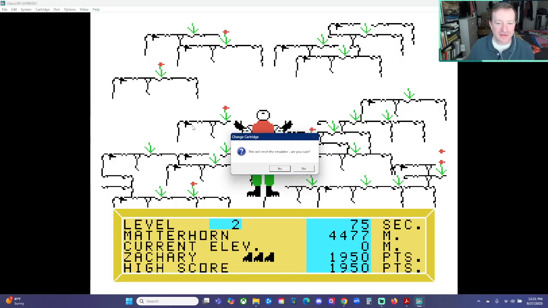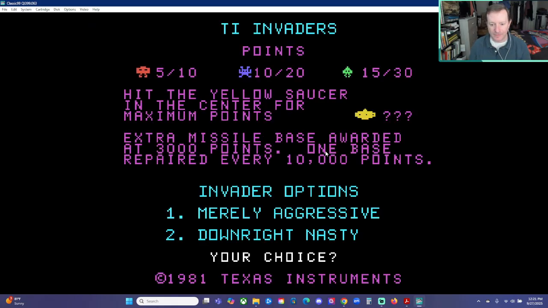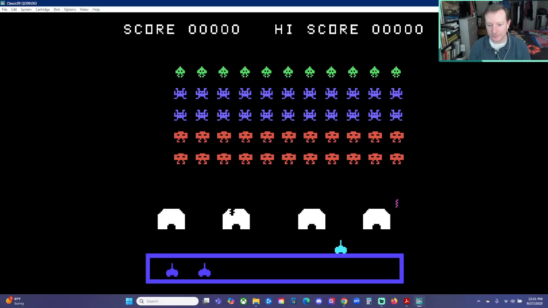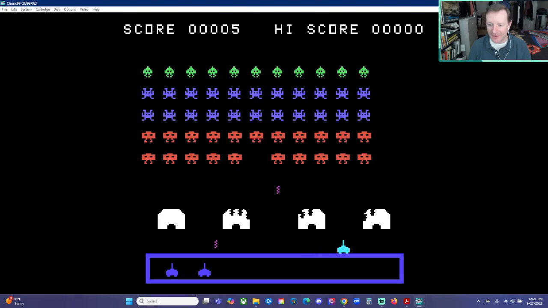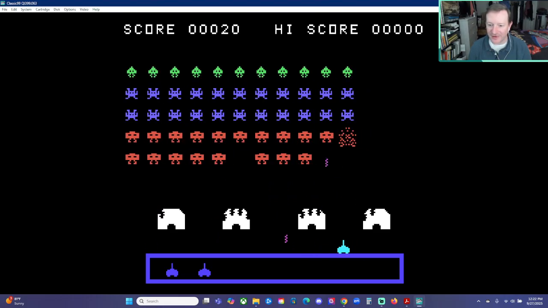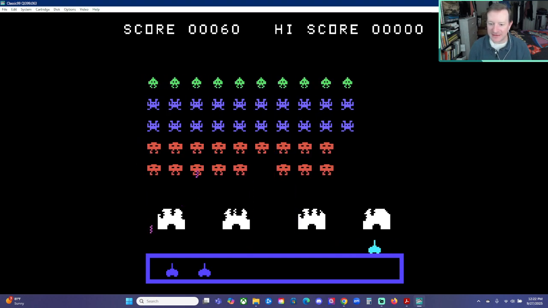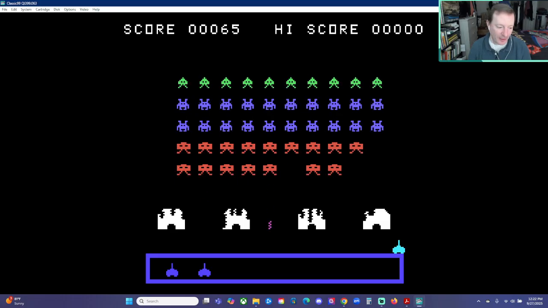I don't know, here's TI Invaders. This is like a Space Invaders clone. I'll show you that as well. Yeah, so a lot of this is going to look really familiar. Of course, there are a lot of clones of these well-known games. But you can see how smoothly it runs. I mean, look how smooth it is. The system itself is quite powerful.